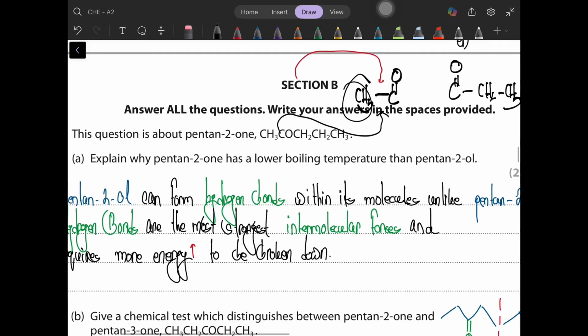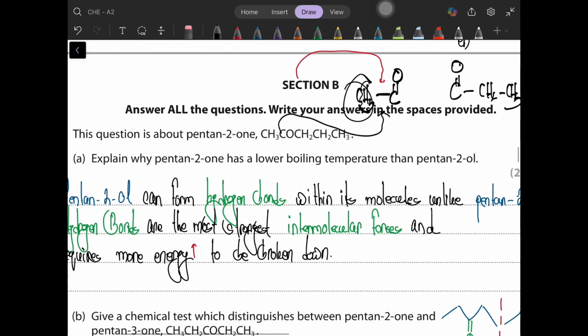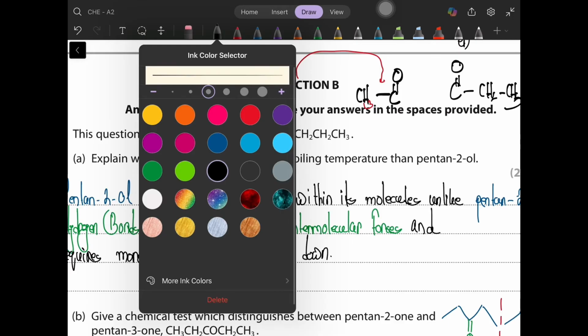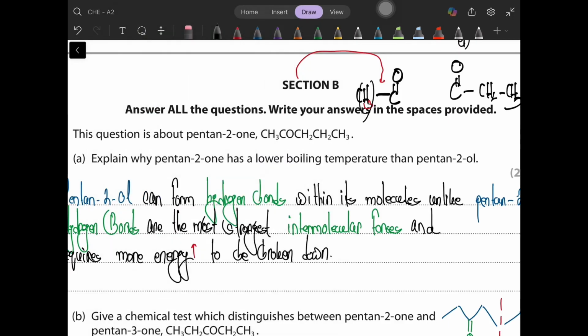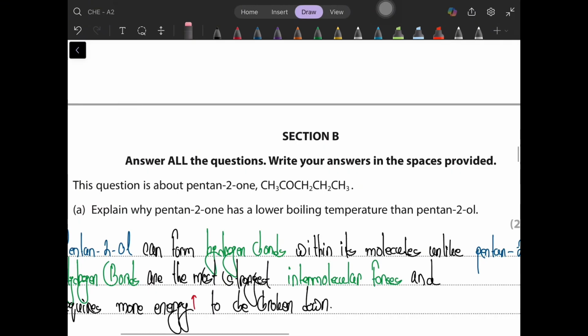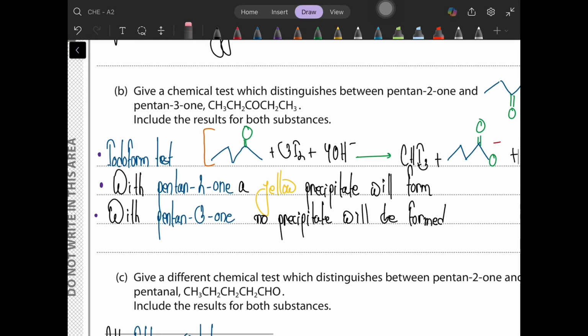Because these three hydrogens are going to be replaced by iodines, right? The three hydrogens are going to be replaced by iodine, and a yellow precipitate forms that has an antiseptic smell. So yeah, you're going to form an iodoform.